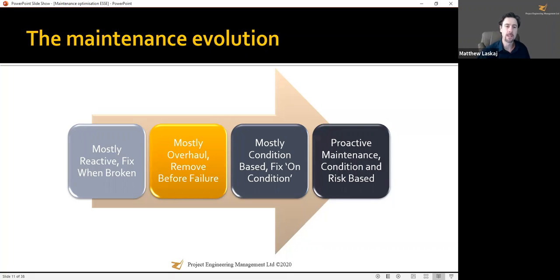So the maintenance technique then was reactive. Fix it when it's broken. Once it breaks, not too much of a rush, get in there, fix it up.